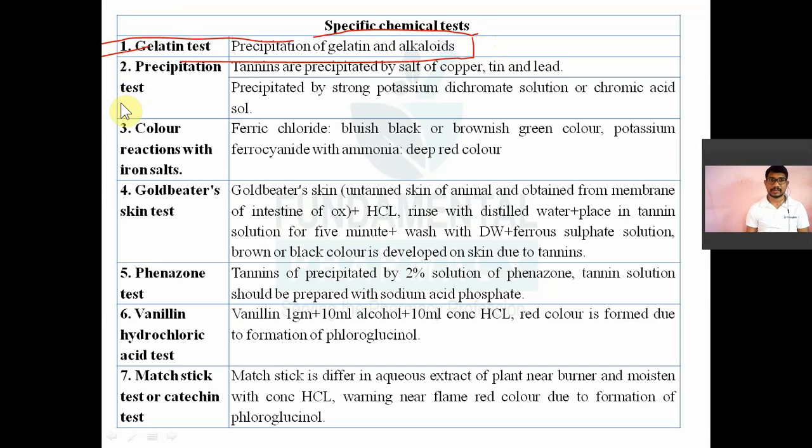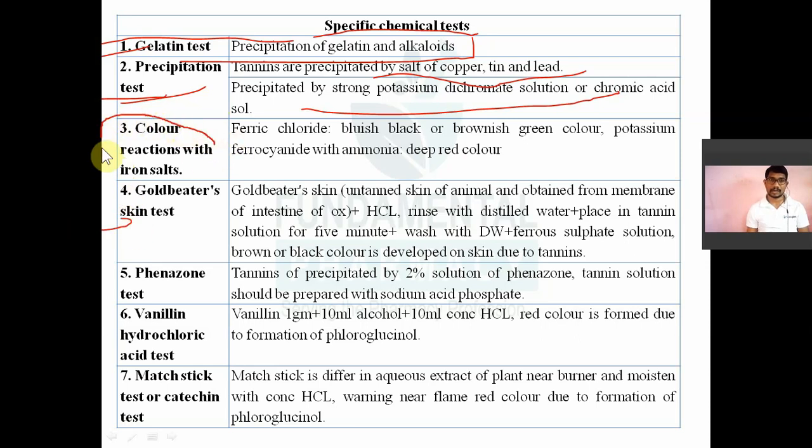Then the precipitation test again. Tannins are precipitated by salts of copper, lead and tin. Tannins are also precipitated by strong potassium dichromate solution and chromic acid solution. So this is the precipitation test.